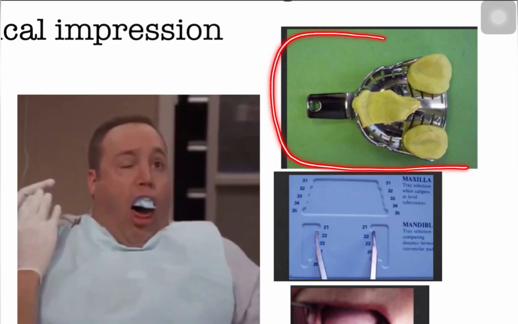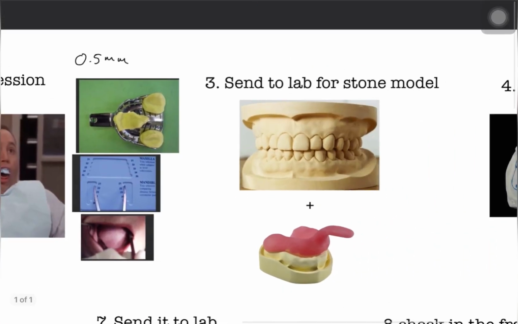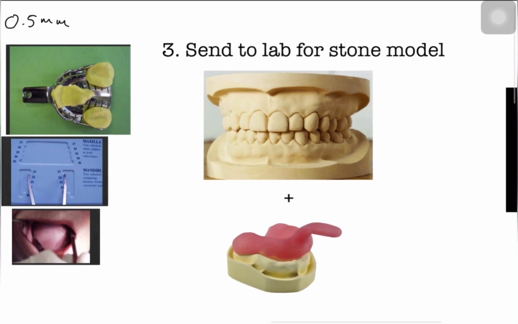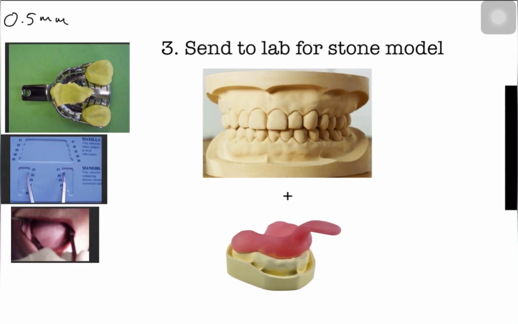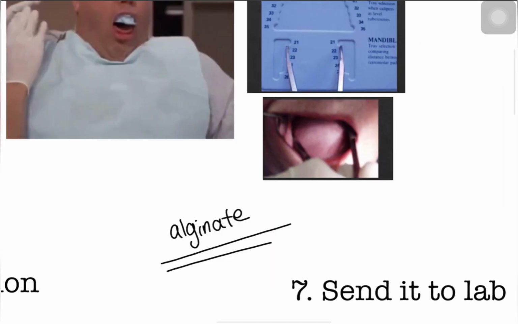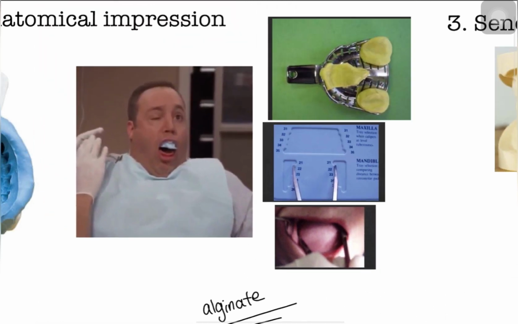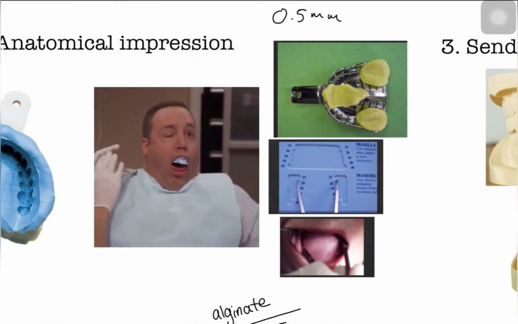You can also use stoppers, for which you can use C-silicone. This is to ensure an equal thickness of the impression material. The third step, we're going to send it to the lab. So we took the impression using alginate material, and then the impression goes to the lab.